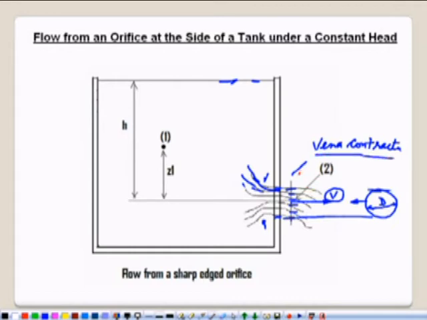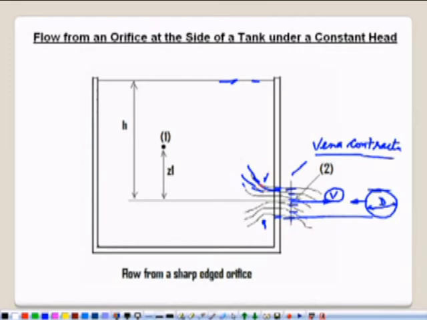At vena contracta, the velocity has one component, all streamlines are parallel, and the area is minimum. These are the conditions of the vena contracta.